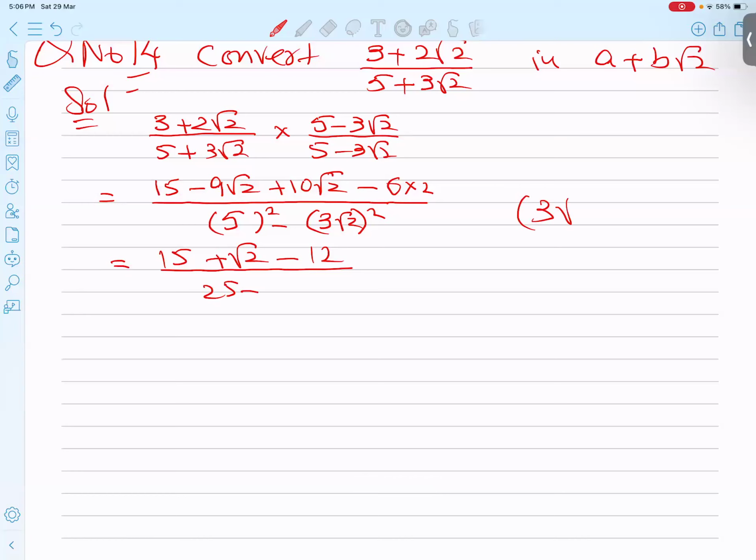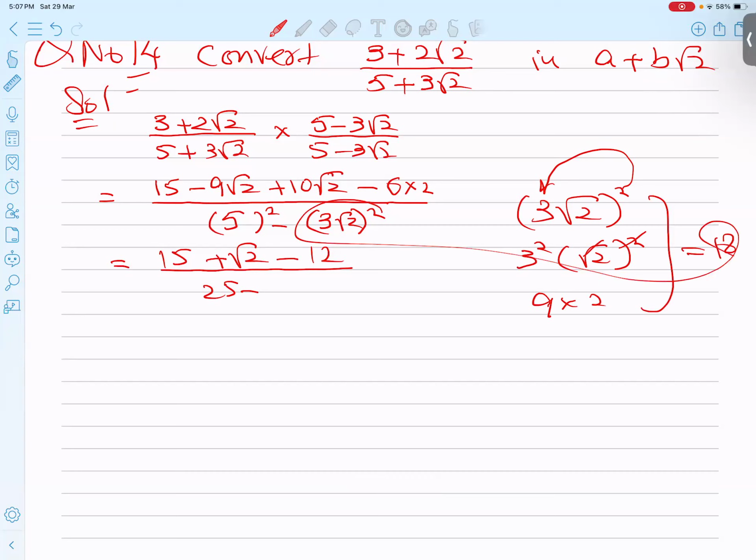And what about this? Is some student confused? Square of 3 separate like this, and square of √2 separate. Here I got 9. Here root cancels out. I got 2. Ultimately, I got what? 18. So this answer turns out to be 18.